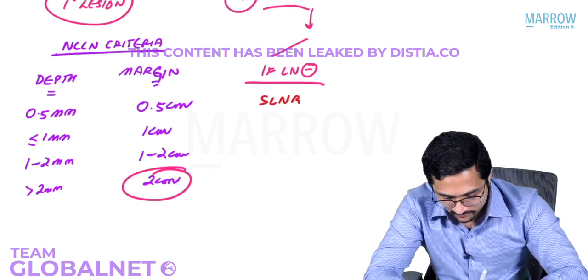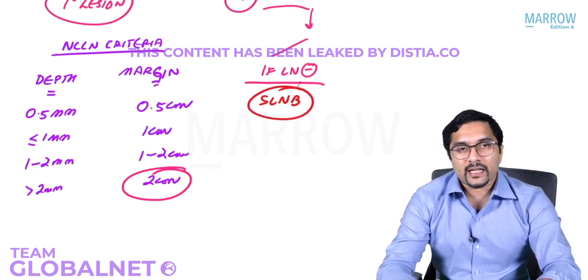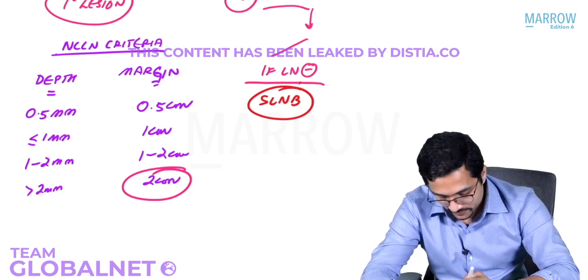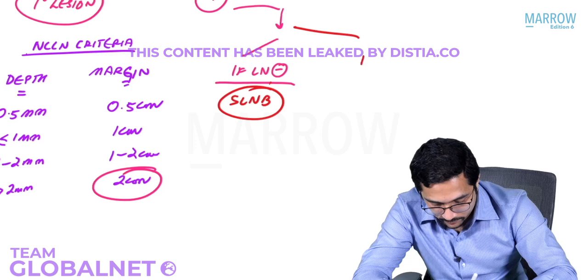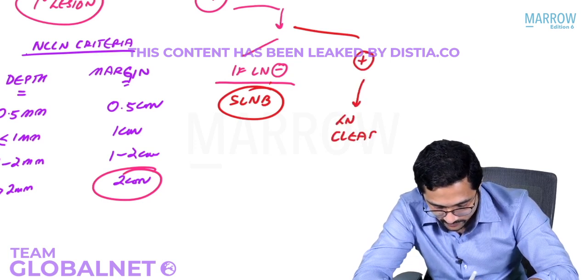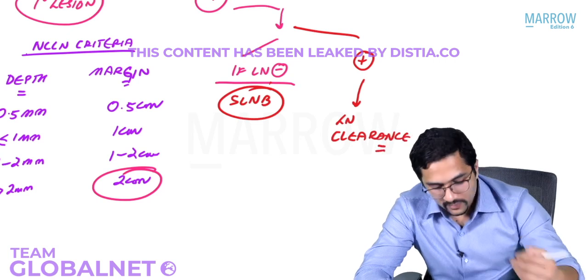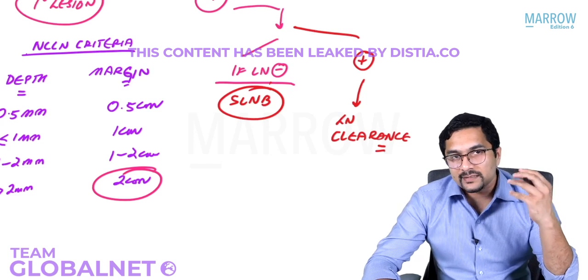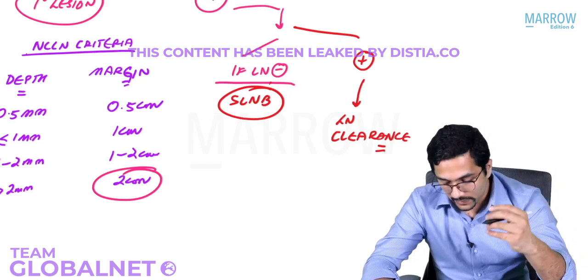In breast, I've already covered sentinel lymph node biopsy in great detail. I've told you the various ways how we can do sentinel lymph node biopsy as well. If lymph nodes are positive, then we have to carry out a lymph node clearance in these patients as well. So this was regarding the surgical management of malignant melanomas.